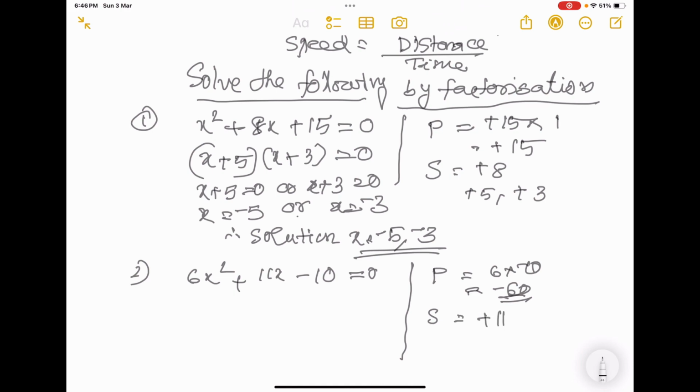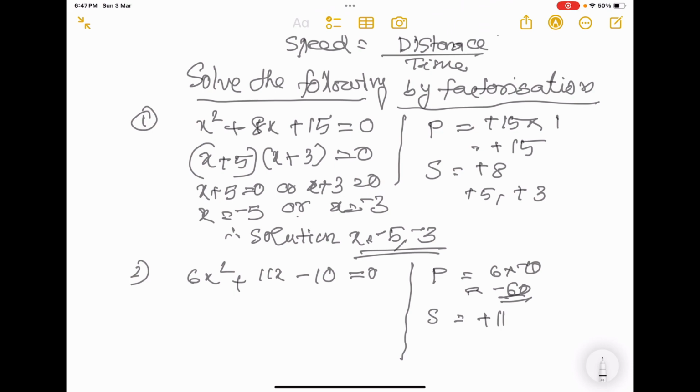Here the product is negative and the sum is positive. If the product is negative, of the two numbers one is positive and the other is negative. And here the sum is positive, so the larger number is positive and the smaller is negative. I gave these descriptions in my polynomial chapter. Please open that and read it and study it.